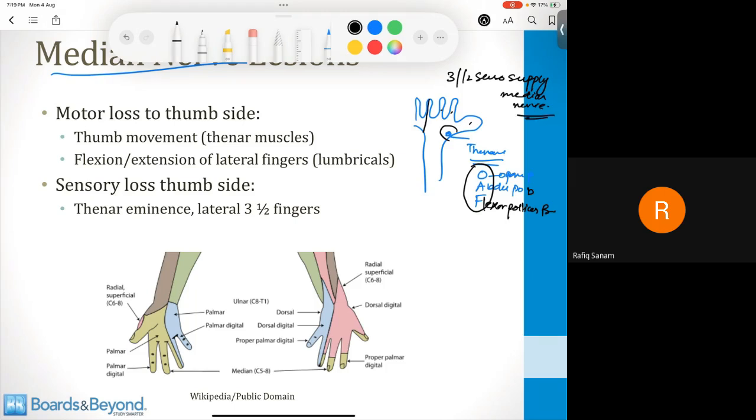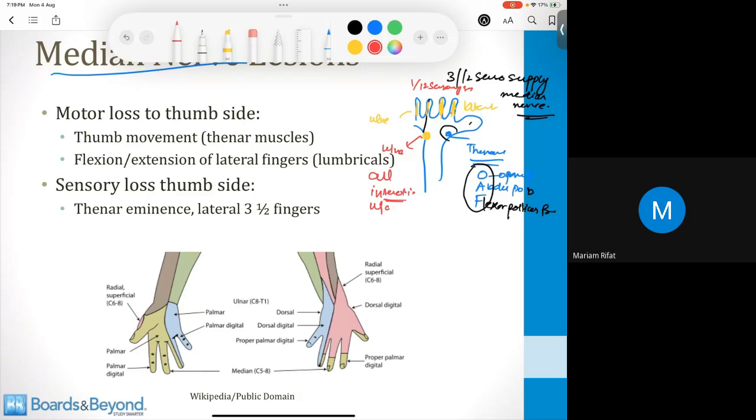What else? The lateral two lumbricals. The medial two lumbricals are supplied by the ulnar nerve. The hypothenar muscles are supplied by your ulnar nerve, and all of the interossei muscles are supplied by the ulnar nerve, which are responsible for adduction and abduction of your fingers. We discussed that, and along with that, it supplies the 1.5 sensory supply. Is it clear? Okay, that's great.